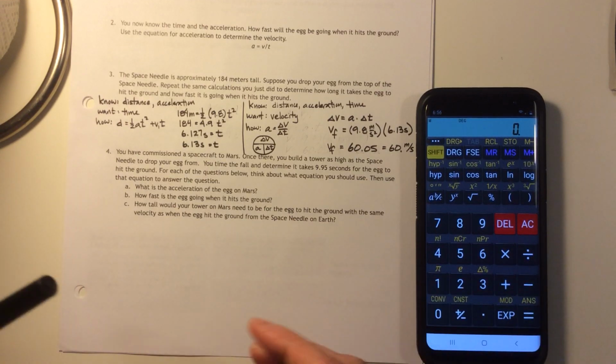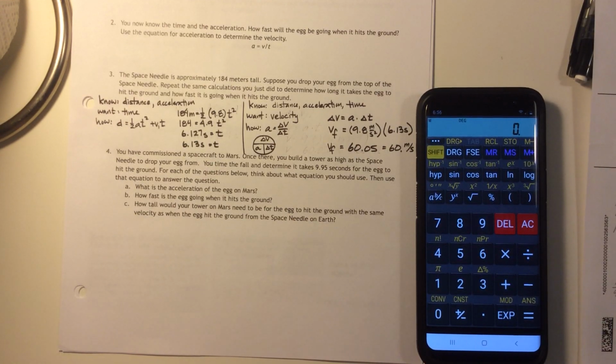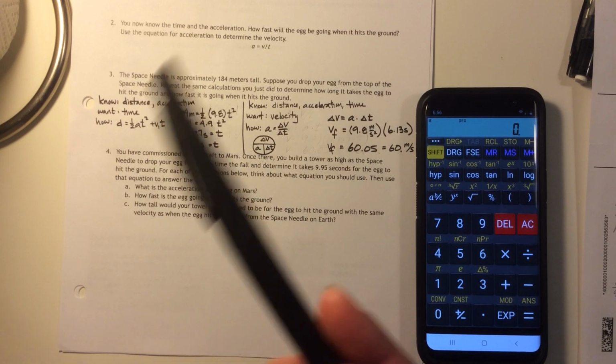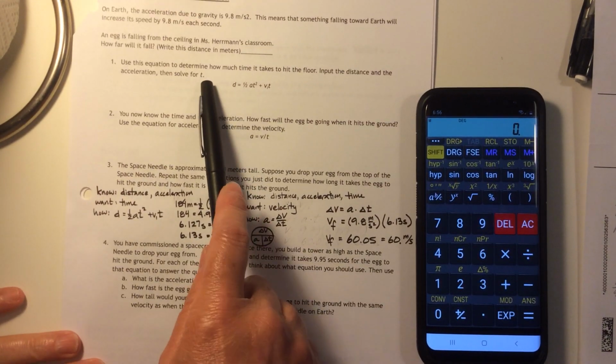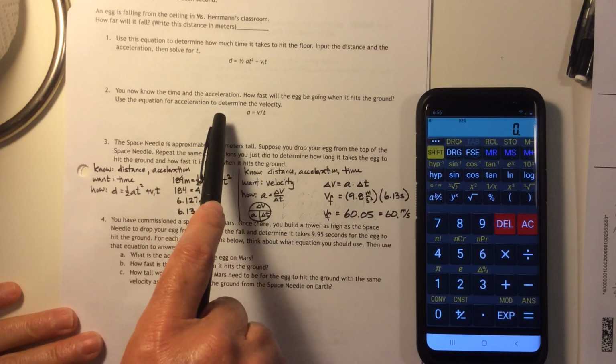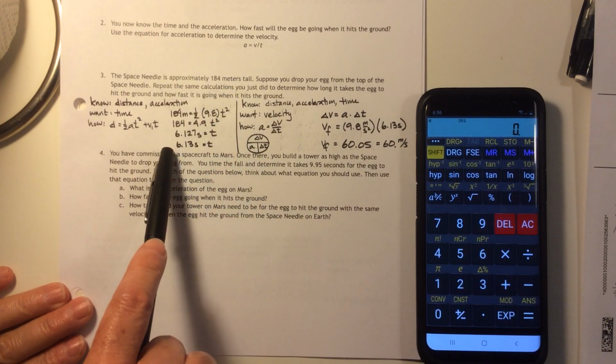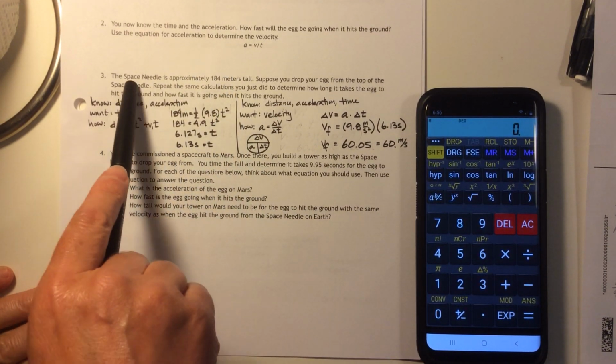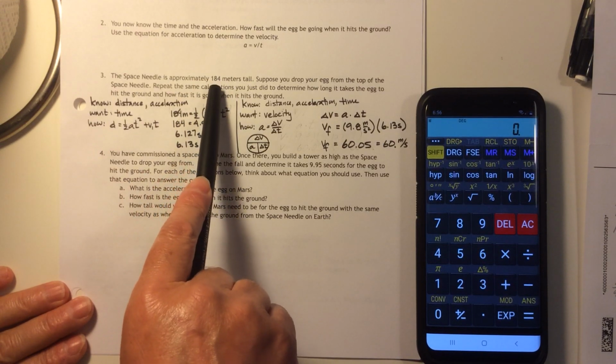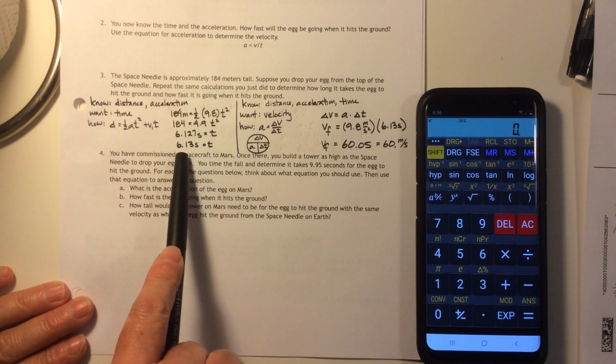All right. So we have an egg that we figuratively dropped from the ceiling in the classroom. We figured out how long it takes in the classroom and how fast it is when it hits the ground. Then we said, all right, why don't we drop it off the Space Needle? So that's a lot taller, and we found out that it takes a lot longer to get there.